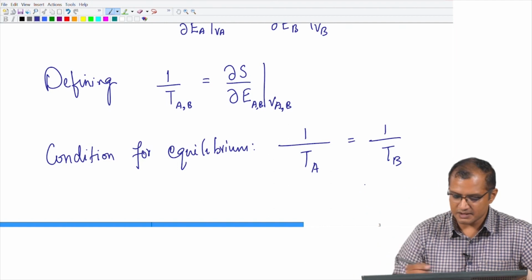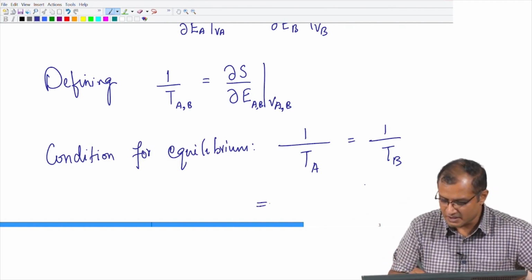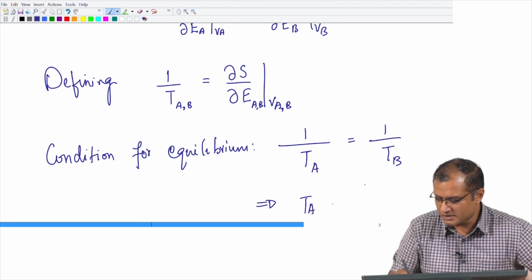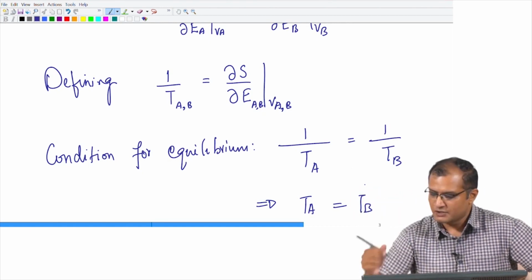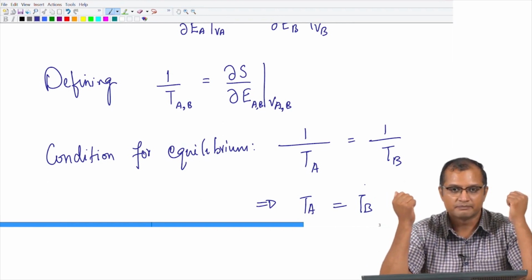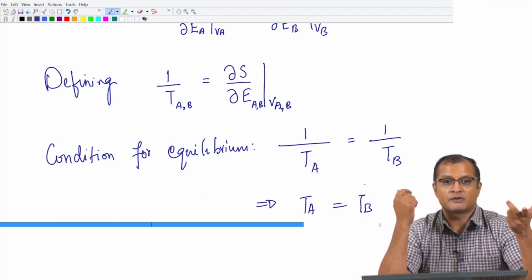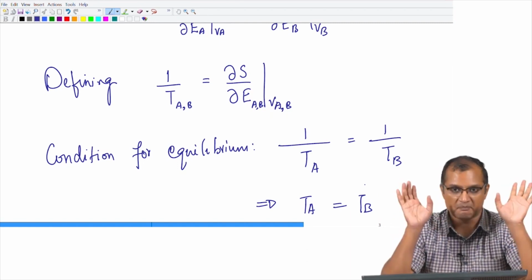So, this is like the 0th law of thermodynamics, which essentially says that the two systems will continue to exchange energy until the temperatures become equal. For example, you connect them, wait for half a minute and ask yourself a question: has the equilibrium been achieved? Well, you will see if the two temperatures are the same.